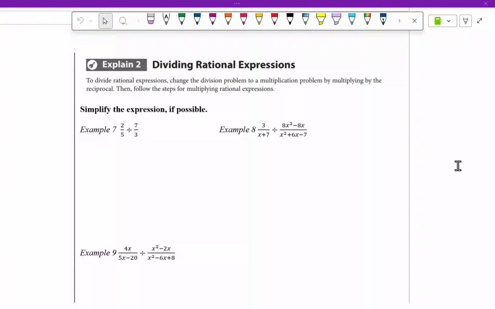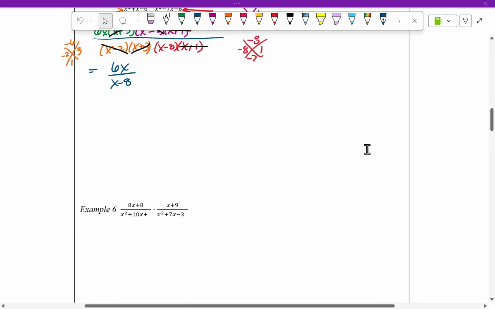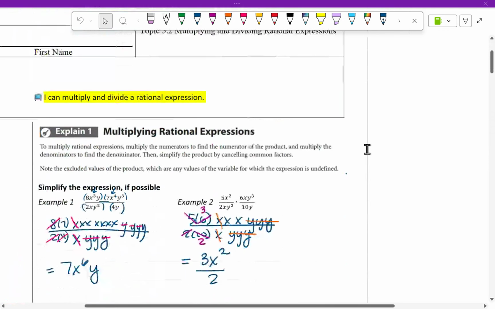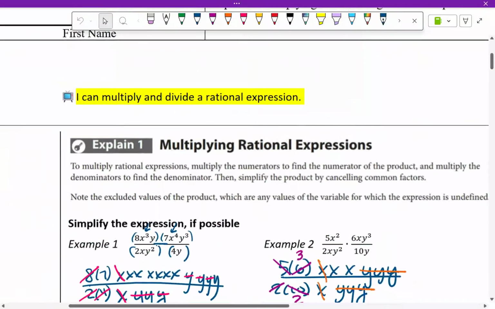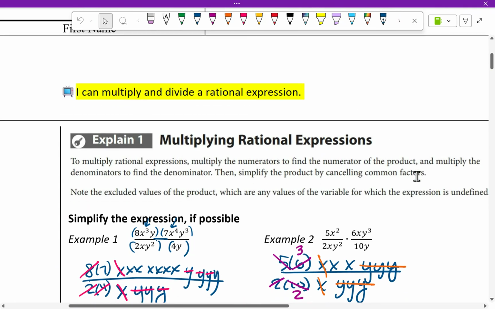Success criteria, real quick. We should be on the side that says "explain to," because I said we weren't going to do the last multiplying one. So to refresh our memory, we're working on multiplying and dividing rational expressions. Remember, rational means we're going to have a fraction. It's basically polynomials with fractions.